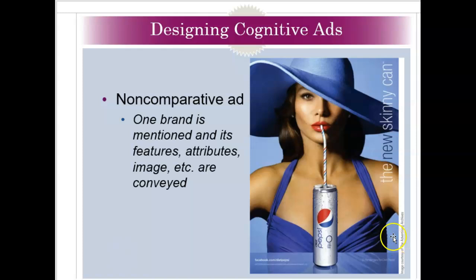Okay, so when we design cognitive ads, we can do things like, for example, creating a non-comparative ad, which is we're going to really concentrate on one feature or benefit of our product, and we want to get that point across. In this case, we're talking about Pepsi, and talking about the slim, or the weight-saving features of our product in relationship to the can that's being used.